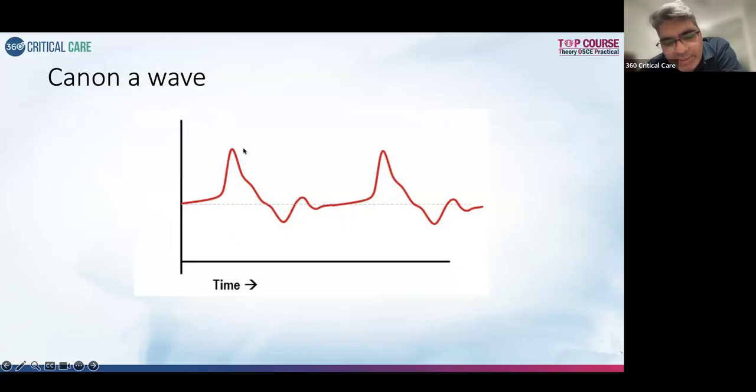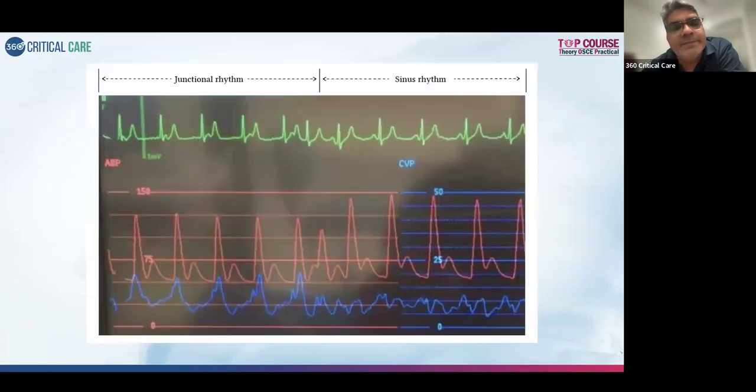Canon A waves can happen in junctional rhythm, where there is no synchrony between atrium and ventricle. The atrium keeps on contracting even if the tricuspid valve is closed, or in AF also, where the atrium keeps on contracting without the tricuspid valve being open. You can see here the CVP waveform and Canon A wave, junctional rhythm.